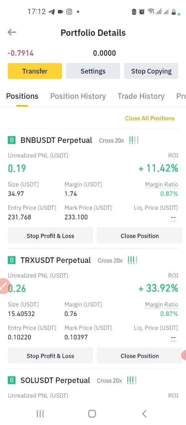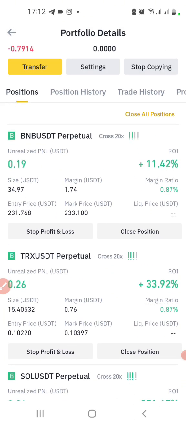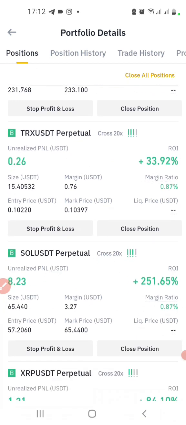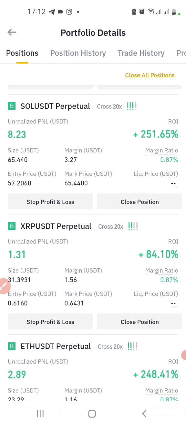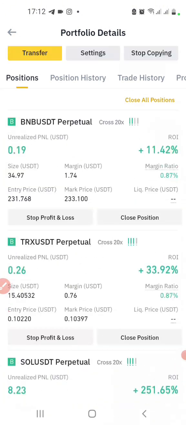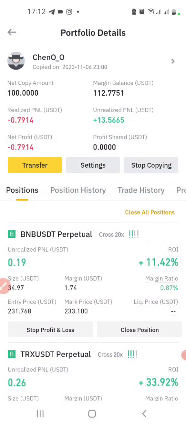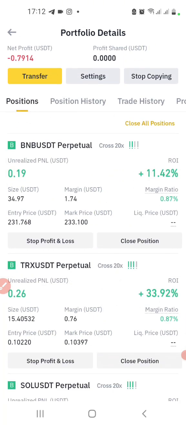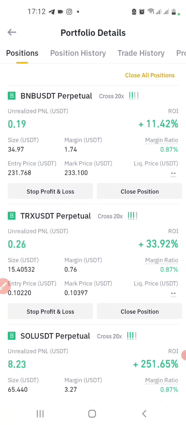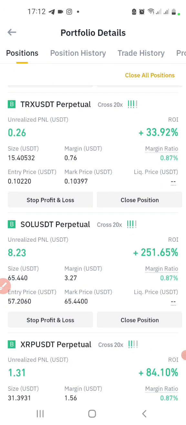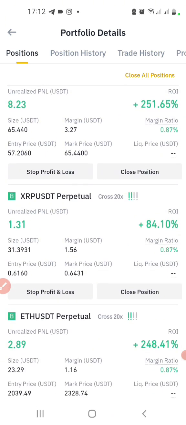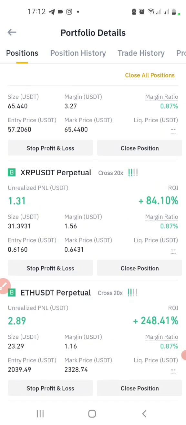As you can see, BNB, Tron, USDT Perpetual, Solana, USDT Perpetual, Repo, USDT Perpetual, and Ethereum. So these are the trades opened by the lead trader here, Chino. You can see here BNB is 11%, Tron is giving me 33%, Solana is giving me 251%, Repo is giving me 84%, and Ethereum is giving me 248%.